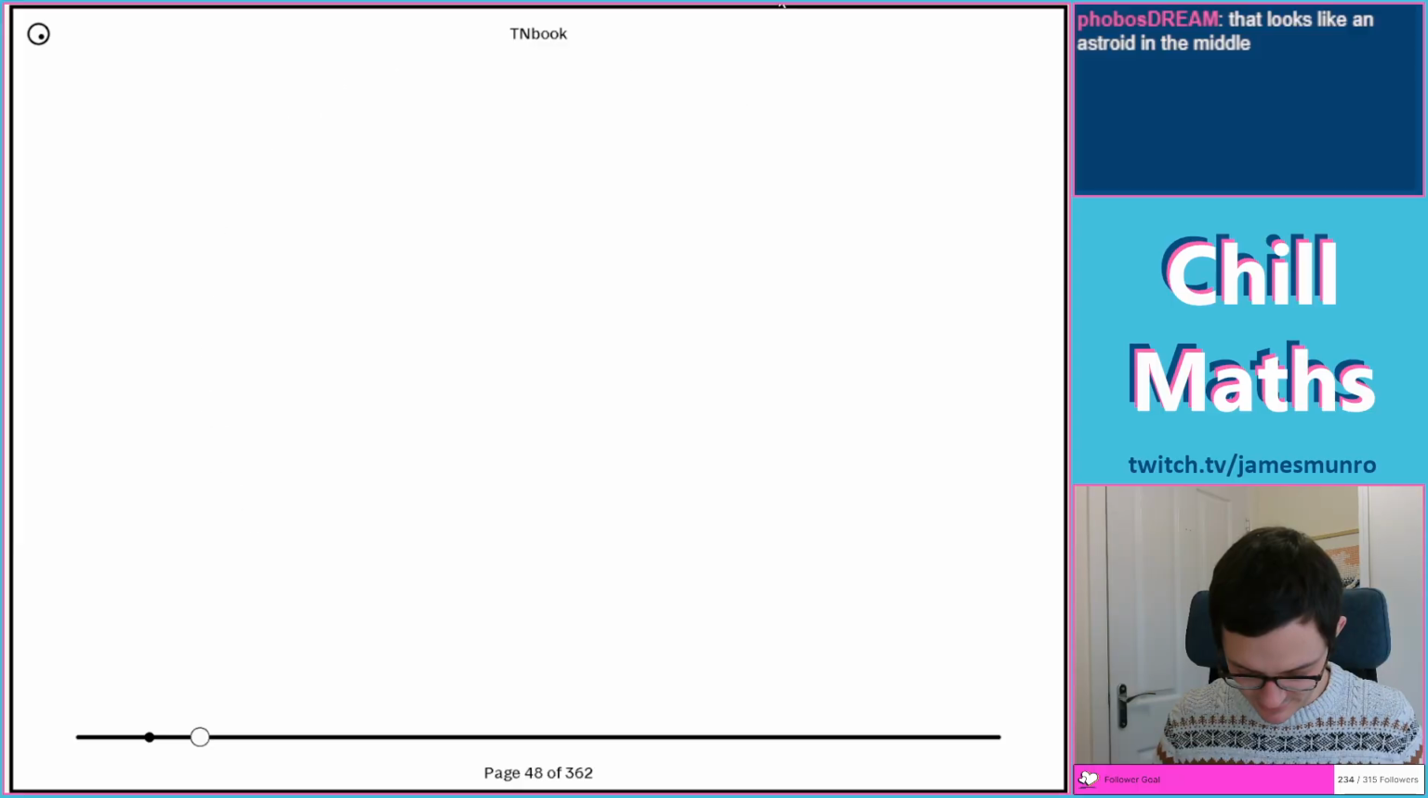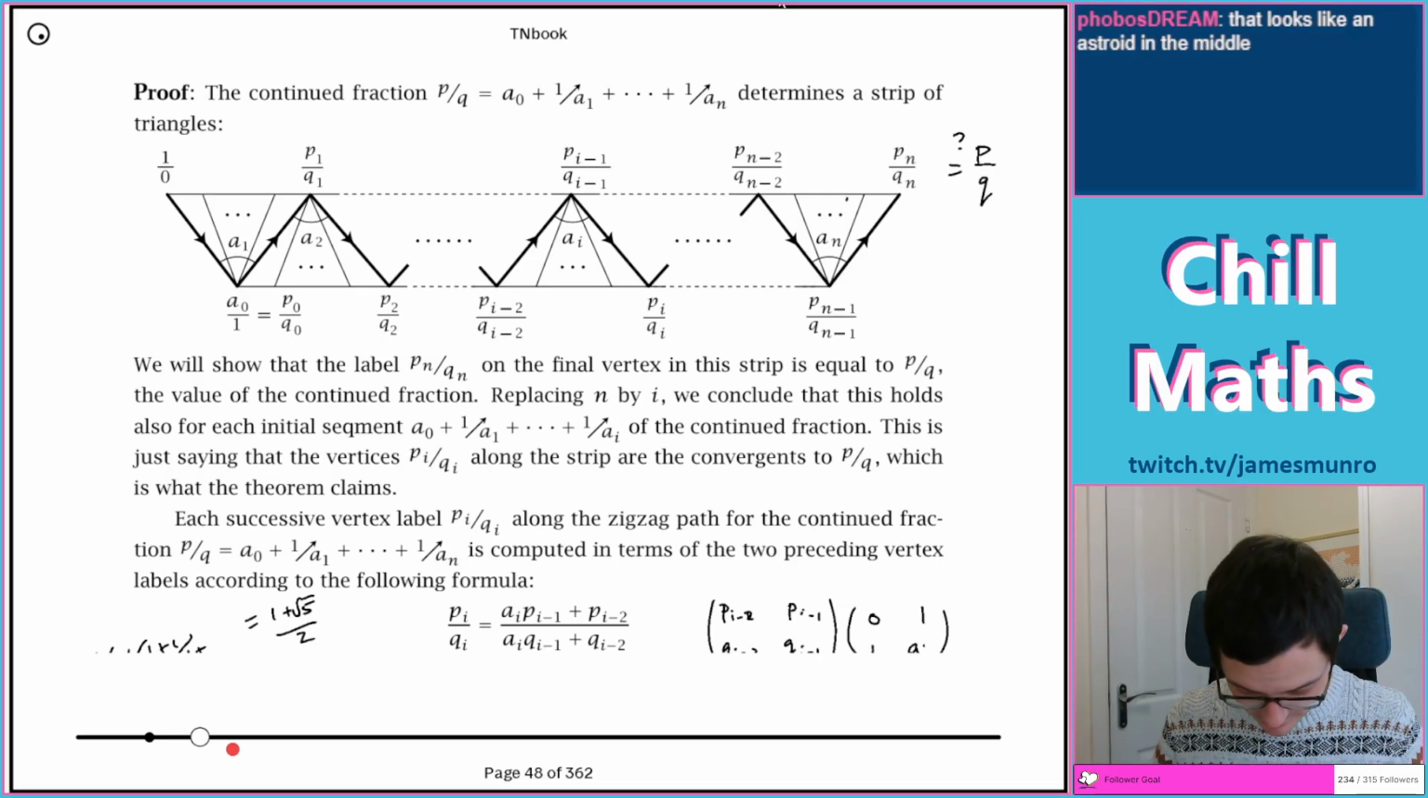Fairy diagram. Oh, if I hold down the button, I get a preview. That's good to know.